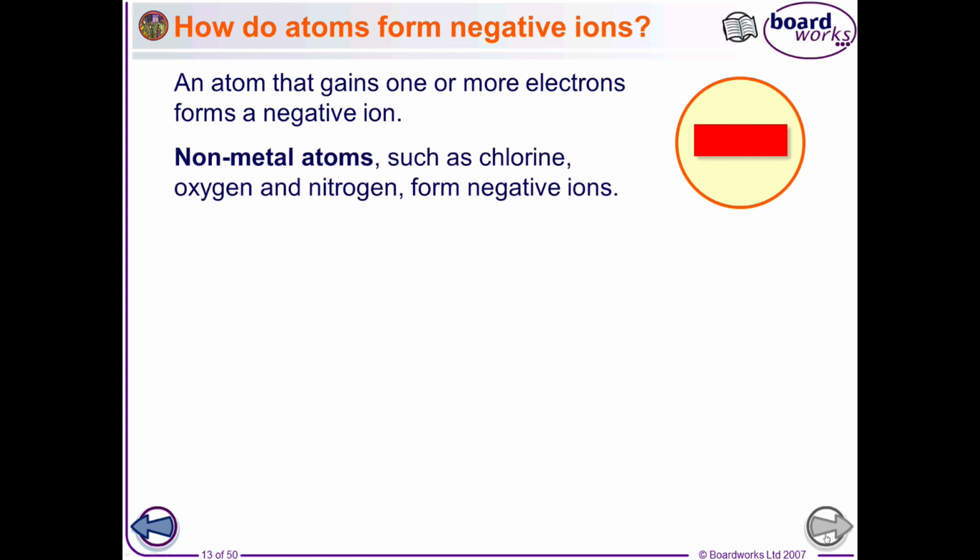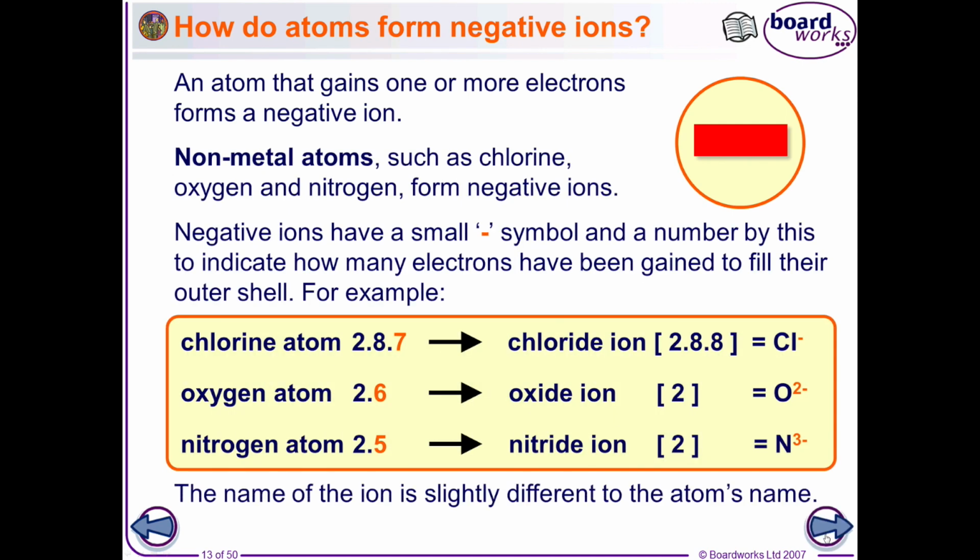Right, negative ions are slightly different, but in many respects work on the same principle. If we look at chlorine here, its configuration is 2,8,7. It wants to gain 1 to get a full outer shell of 8, and it does that to become 2,8,8 and has a minus charge. Oxygen has the configuration 2,6. It needs to gain 2 to become O2 minus.